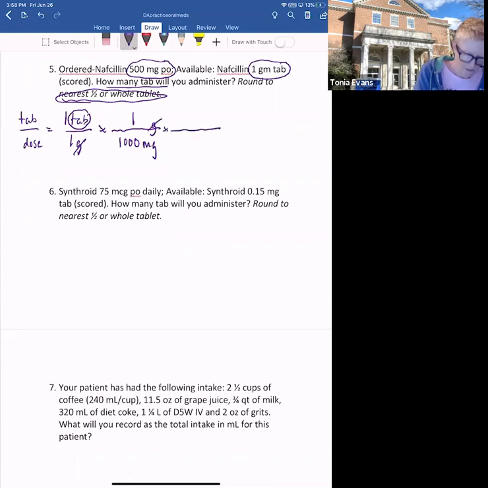Next thing I need to do is get rid of this milligram label. And I know that I've got an order for 500 milligrams per dose. And that gets rid of our milligrams. We've got tabs over dose is what's left. Nothing else left hanging out there. And we are going to say 500 divided by 1,000 equals 0.5. And if I look at my rounding rules, round to the nearest half or whole tablet. Okay, I'm good. 0.5 tabs per dose.